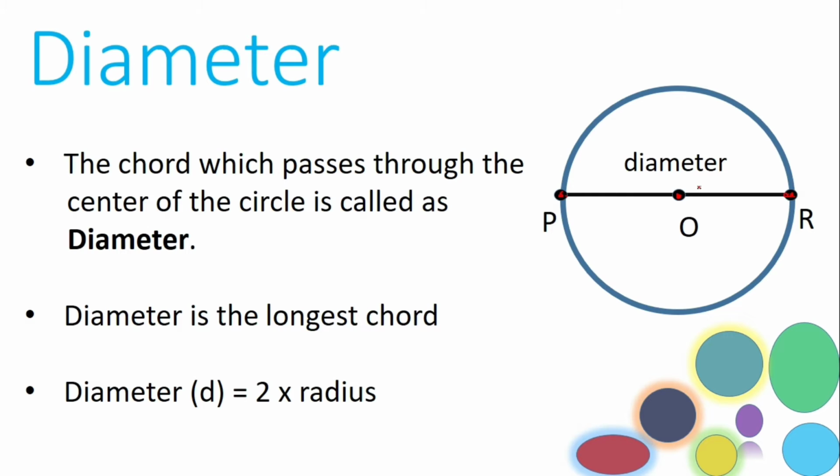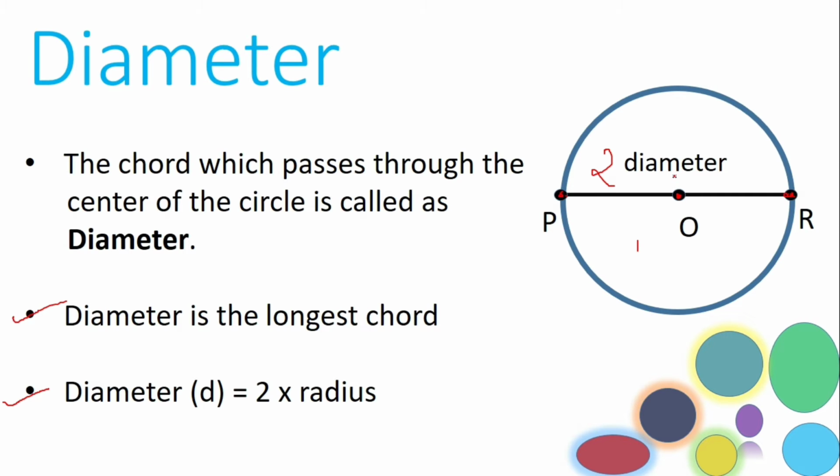Yes, because we have just learned that a chord is a line segment whose endpoints lie on the circle. So the diameter is the longest chord of the circle and it divides the whole circle into two equal parts. And the halves are known as semicircles. The third thing about the diameter is that it is always twice the radius.